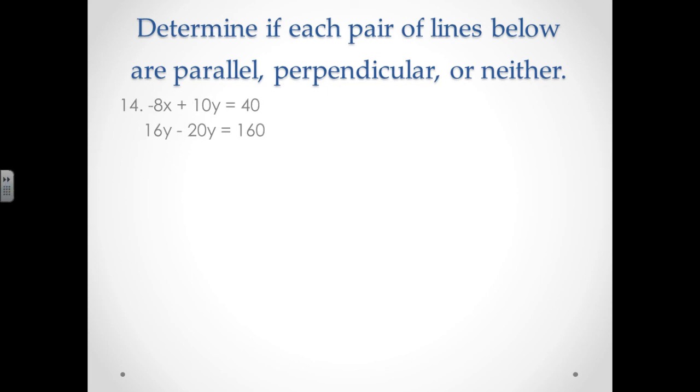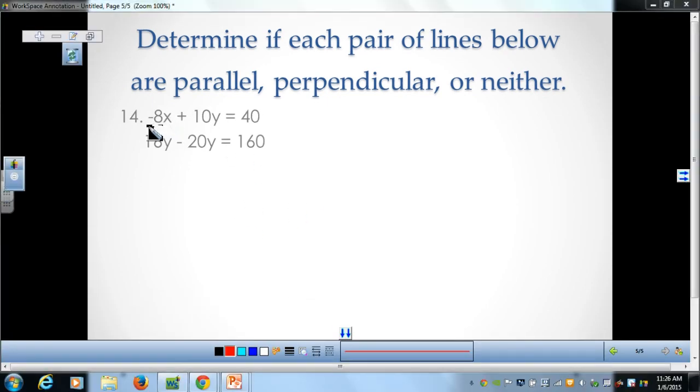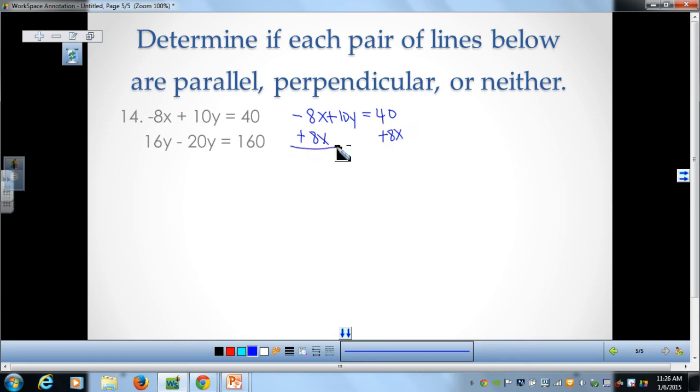Once again, we're going to go through the same process. We want to solve for y for both equations, and then compare the slopes and possibly the y-intercepts depending on what relationship we have. So let me just rewrite this right here. We're going to solve for y by adding the x term to the right-hand side here. That leaves us 10y equals 8x plus 40.